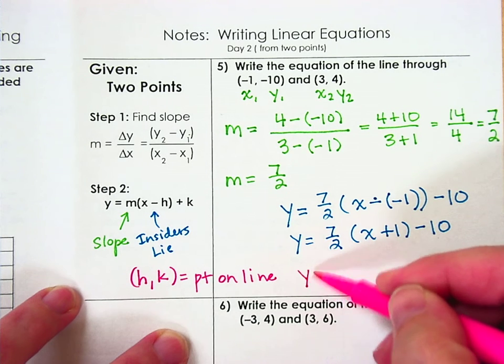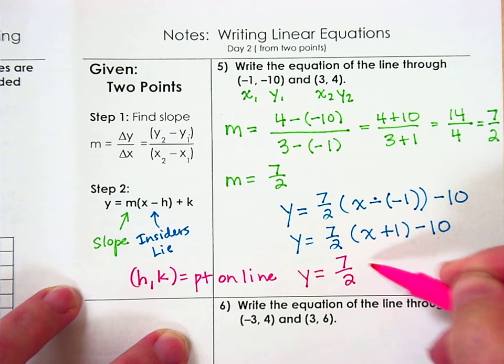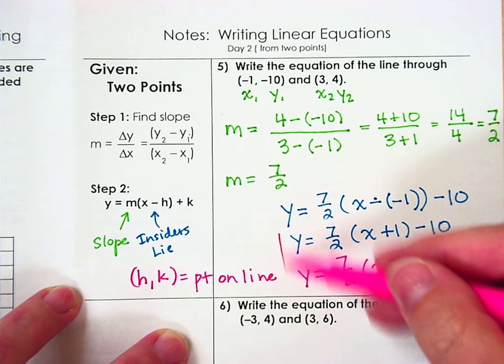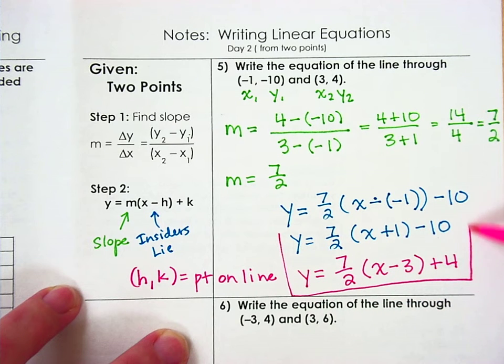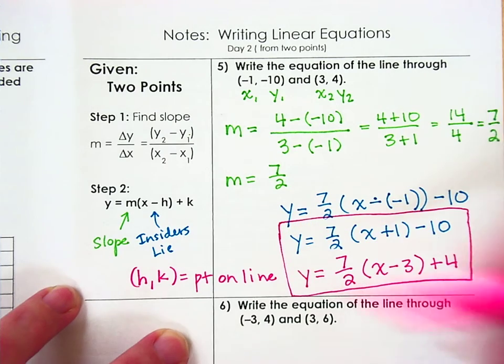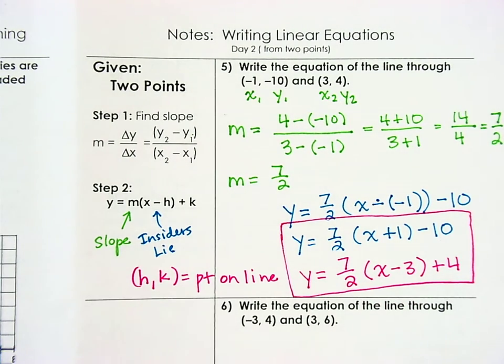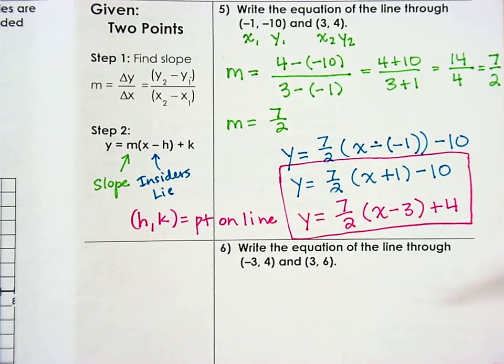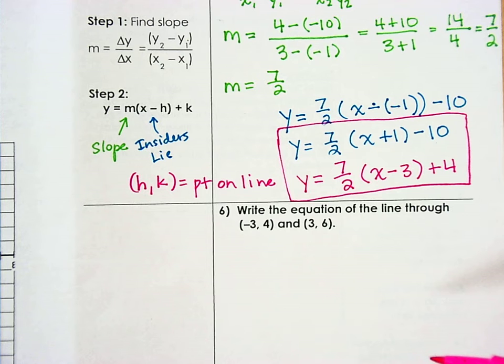Now, if I had chosen the other ordered pair, it would look the same way. It would be y equals 7 halves for the slope times x. This time we're going to use 3, 4. So minus 3 and then plus 4 on the outside. So both of these are valid equations. If we were to distribute and change them into slope-intercept form, we would actually get the same equation in the end. At this time, what I'd like you to do is pause your video and practice number 6 and try this example on your own, and then when you're finished, come back and check your work.